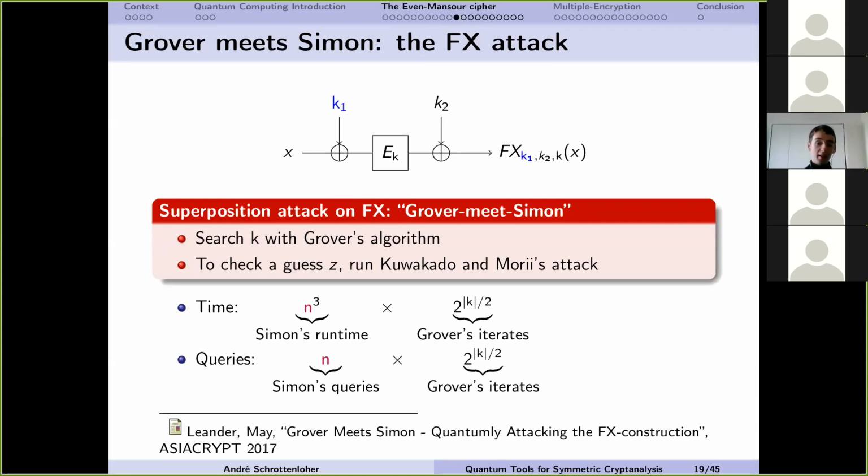So by making the guess with quantum search, there will be a number of Grover iterates proportional to the square root of the size of the key space, that is, the size of the key over 2. And for each Grover iterate, you only need to run Simon's algorithm. That is assuming, of course, that you have access to the cipher as a quantum black box.